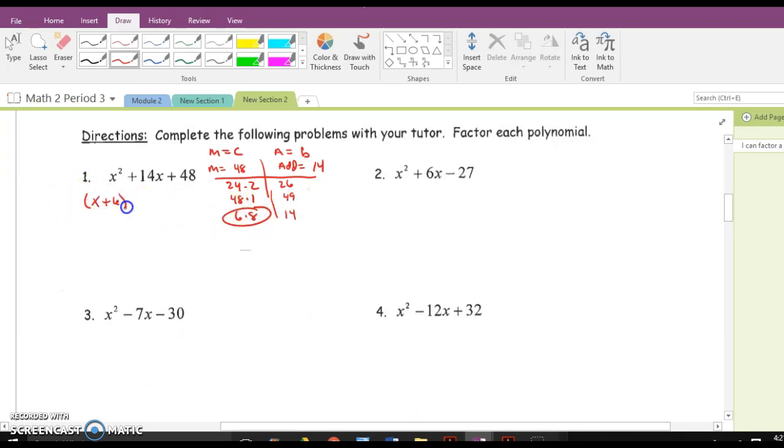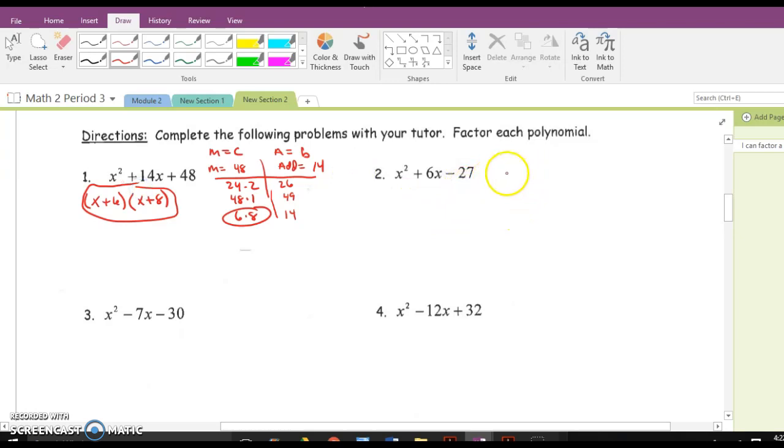So x plus 6 times x plus 8, and right away, you could double check to see if it comes out. X times x is x squared. 8x plus 6x is 14x, right? 6 times 8 is 48. So right away, you know this set of factors is what works. And this is your answer.